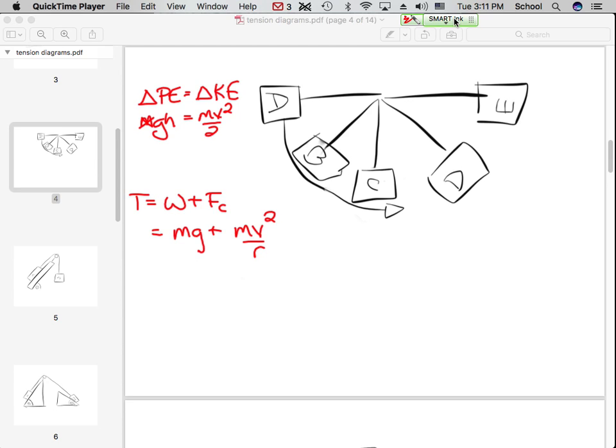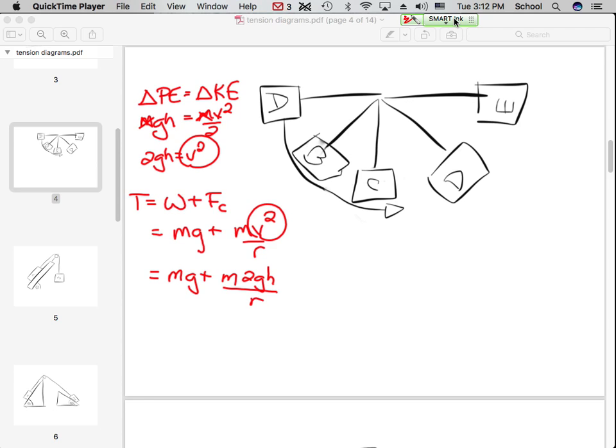And then we say, hey, look, those m's go away. And then I bring the 2 up and I have 2gh equals v squared. So I say, hey, this v squared can replace that v squared. So I have mg plus m, and instead of v squared I have 2gh, and again over r.